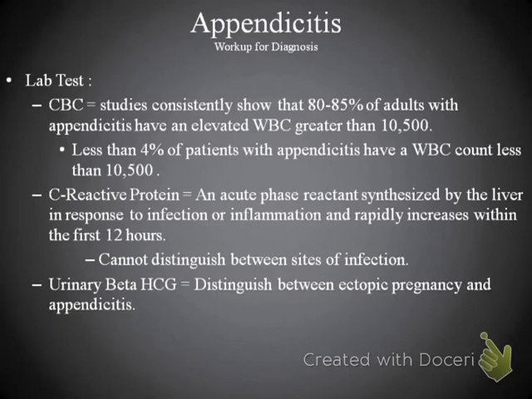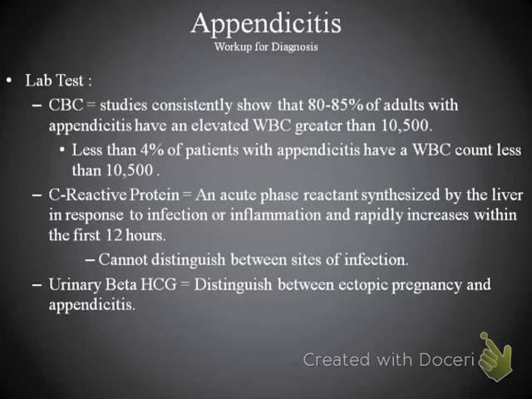So lab tests. CBC studies consistently show that 80 to 85% of adults with appendicitis have an elevated white blood cell count greater than 10,500. And this is due to the inflammation in the body attempting to fight this off. Less than 4% of patients with appendicitis have a white blood cell count less than 10,500. So it's very, very likely that you're going to experience a white blood cell count increase.